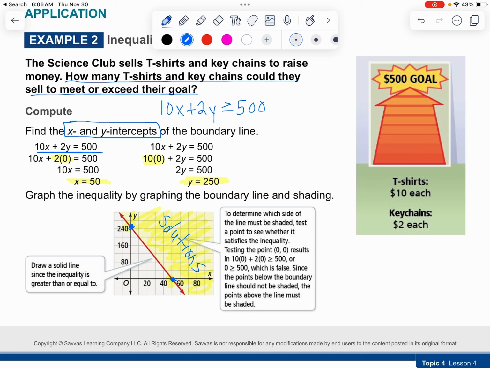For example, this point right here, if you look down, it has an x of 50. And if you look to the left, it has a y of 160. So this is one possible combination, having 50 t-shirts and 160 keychains will meet or exceed the goal.